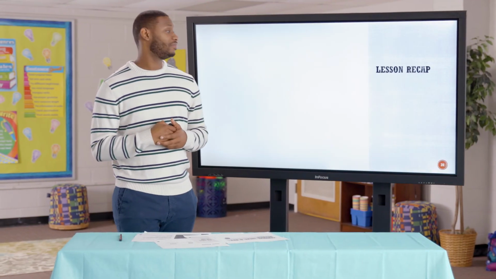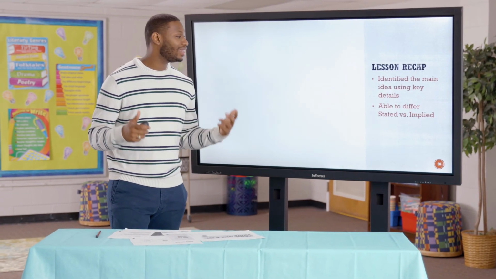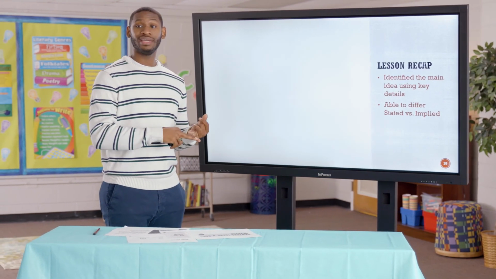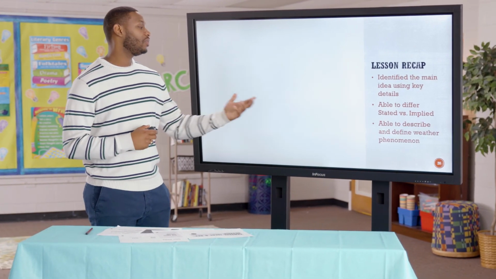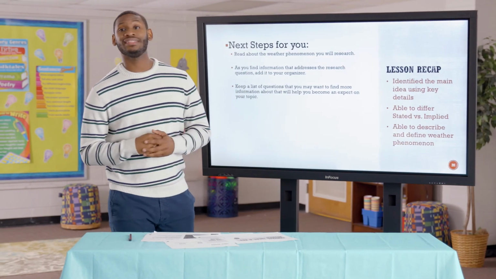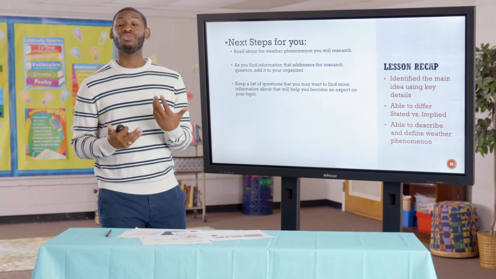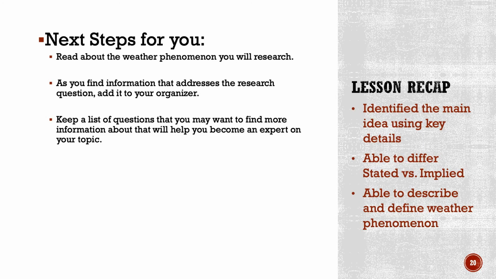So let's wrap this thing up, all right? So today we identified the main idea using key details. We then were able to decipher what is stated versus what is implied. And lastly, we were able to describe and define weather phenomenon. So here are the next steps for you. You're going to read about weather phenomenon, and this is something that you're going to research as well. You're then going to find information that addresses the research questions and then add it to your organizer. And lastly, you're going to keep a list of questions that you may want to find more information about that will help you to become an expert on your topic.